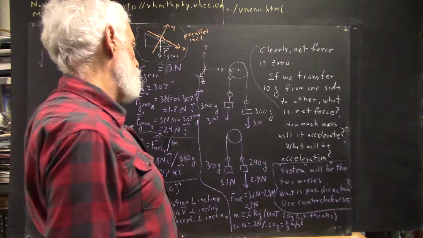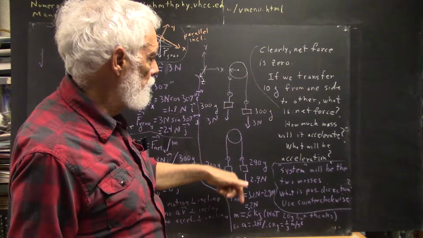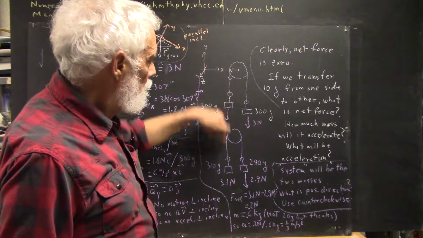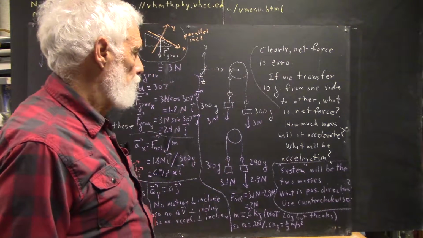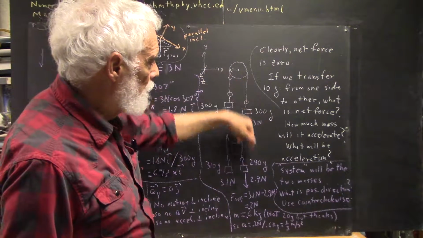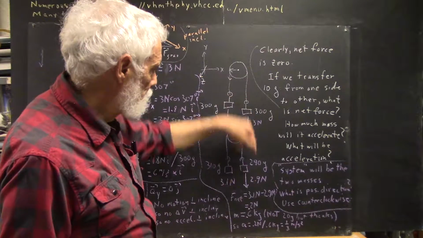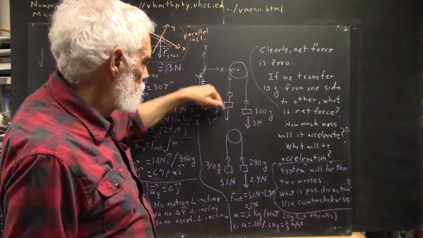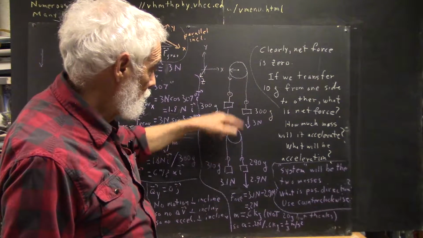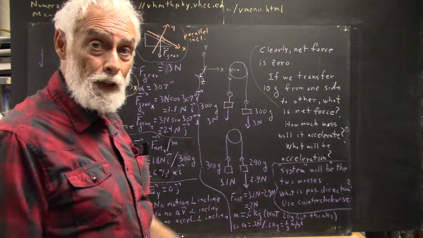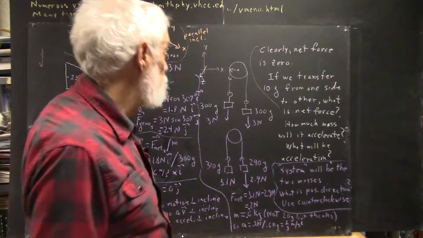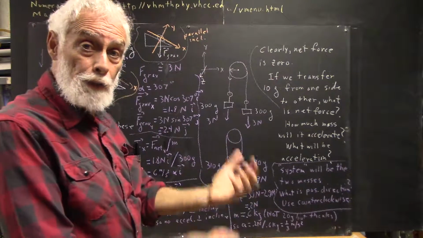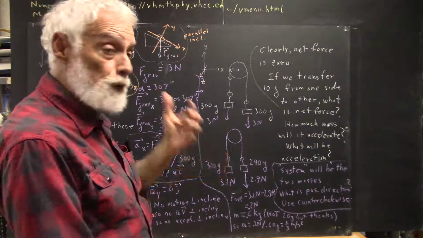Well, it doesn't accelerate because this 3 newtons is really acting in the opposite direction on the system of this 3 newtons. This 3 newtons tends to make this mass descend so that this mass ascends. And this 3 newtons tends to make this mass descend and this mass ascend. And they have equal influence so that neither mass goes anywhere unless they also happen to be in motion.